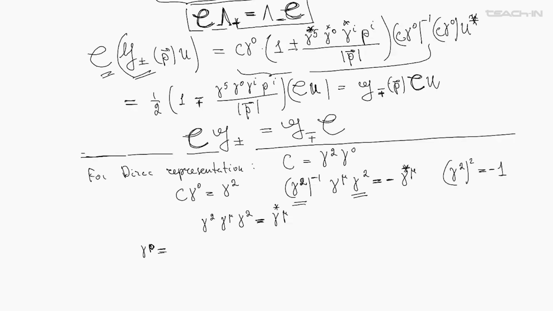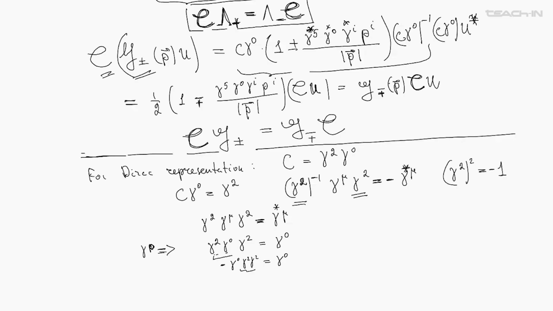Gamma 2 gamma 0 is equal to gamma 0 gamma 2, because gamma 0 is real, and this is indeed the case because gamma 2 and gamma 0, these two anti-commute, and therefore you get minus gamma 0 gamma 2 gamma 2, but the square of gamma 2 is minus 1, and therefore you return back to gamma 0. So for gamma 0 it is working.